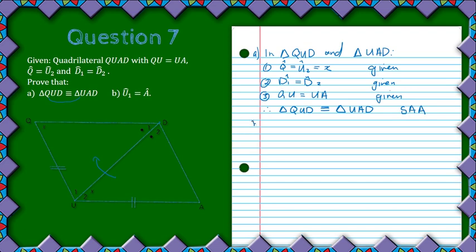Then for B, I have to prove that U1 is equal to A. So if I rotate it, like I've mentioned earlier, then these would be the two corresponding angles. So I can simply say that since we've shown that triangle QUD is congruent to triangle UAD, therefore these two remaining corresponding angles will be equal. So angle U1 is equal to angle A.